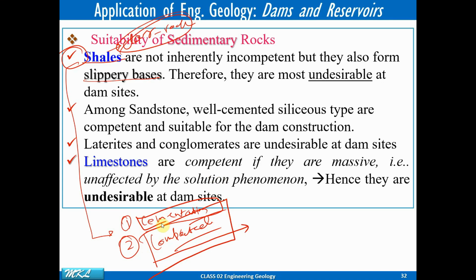Okay, so at some point, if you have no other kind of rock present there, you have to take some remedial measures, and you can consider cementation clay. But the engineering geologist will suggest you to avoid that area. If this shale is present, you should avoid it. Now about sandstone: well cemented siliceous type, competent and suitable for the dam construction.